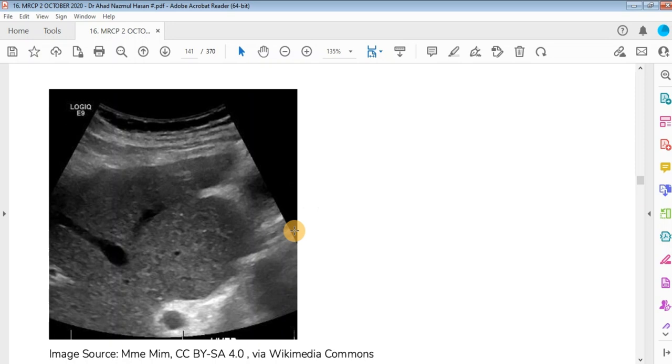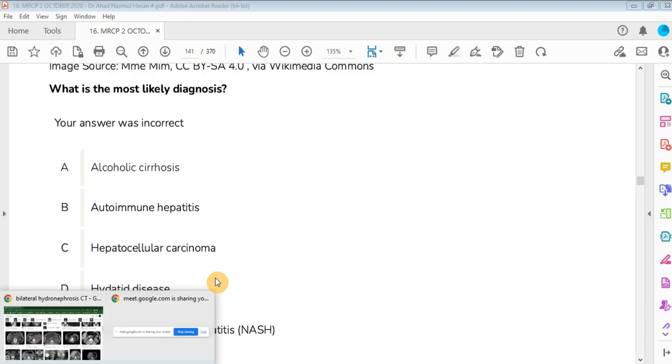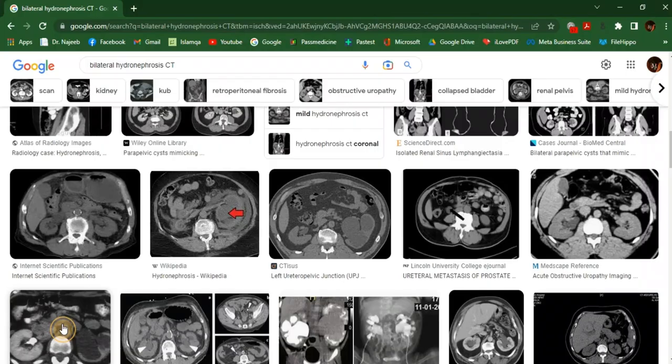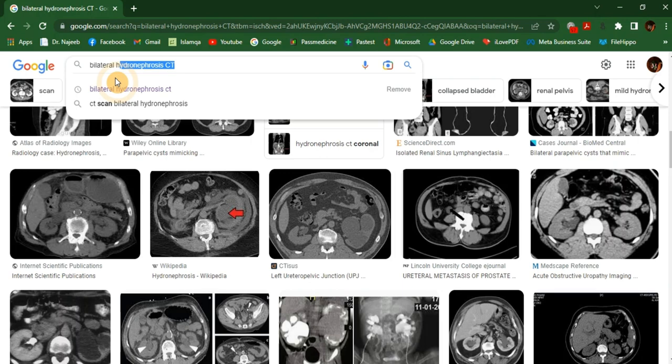Dr. Ahad, can you please explain the ultrasound again and compare with the normal one? Yeah, I'm showing it.